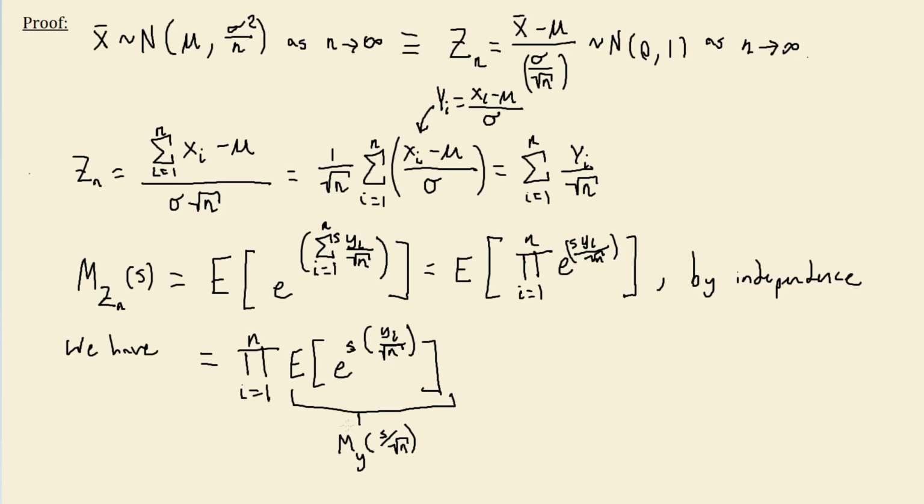And the key thing to realize here is that these y's are also independent and identically distributed random variables, and for each one of these, since they're identically distributed, they should have the same moment generating function.